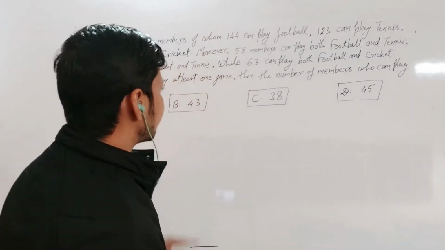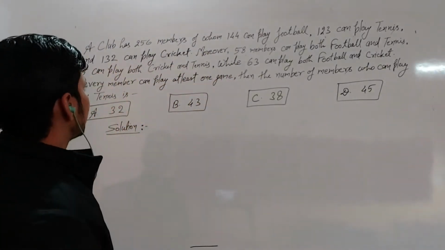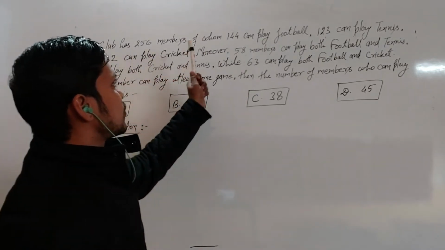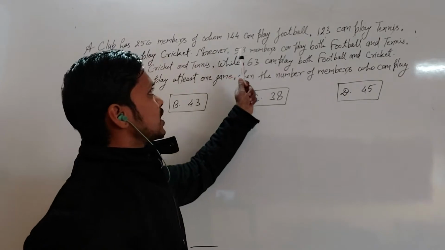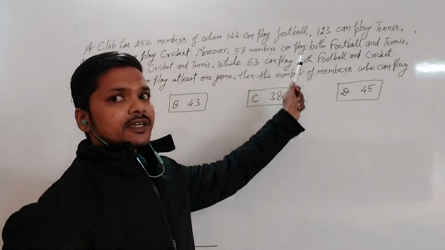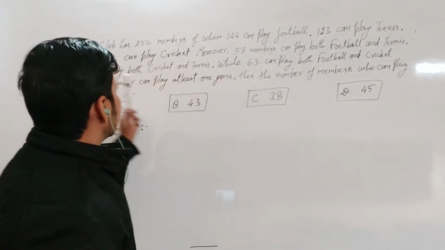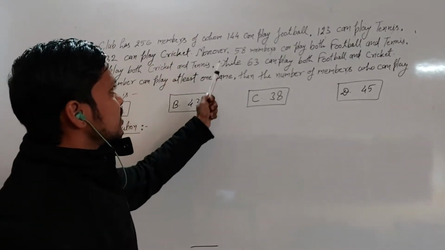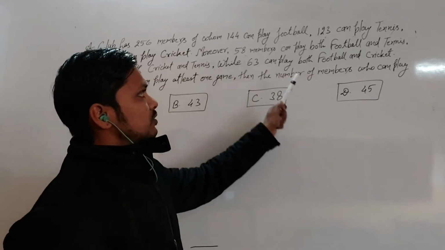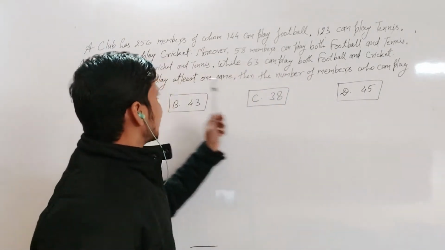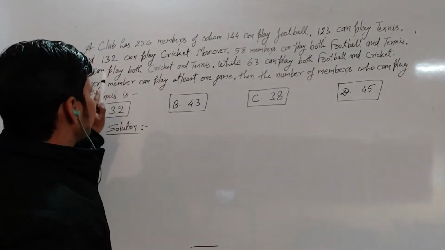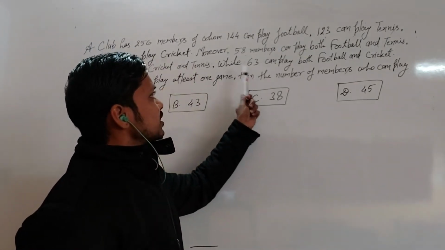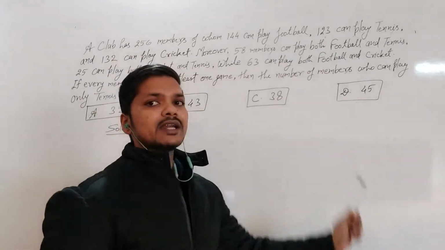The question is written in front of you, here. A club has 256 members, of whom 144 can play football, 123 can play tennis and 132 players can play cricket. Moreover, 58 members can play both football and tennis, 25 can play both cricket and tennis, while 63 can play both football and cricket.